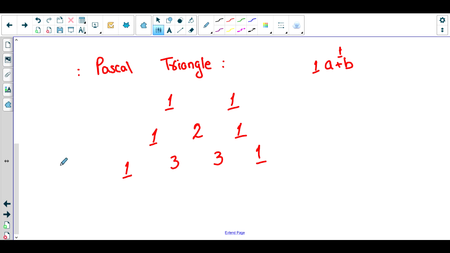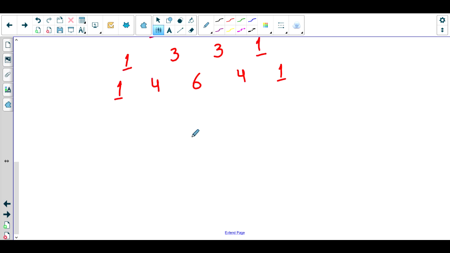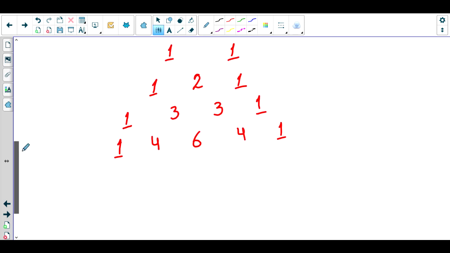Add these two: 3 plus 1 becomes 4. 3 plus 3 will be 6. 3 plus 1 is again 4, followed by a 1 on each side. If we further add, 4 plus 1 is 5, 6 plus 4 is 10, 6 plus 4 is 10, 4 plus 1 is 5, with a 1 on each side. This can be further continued.